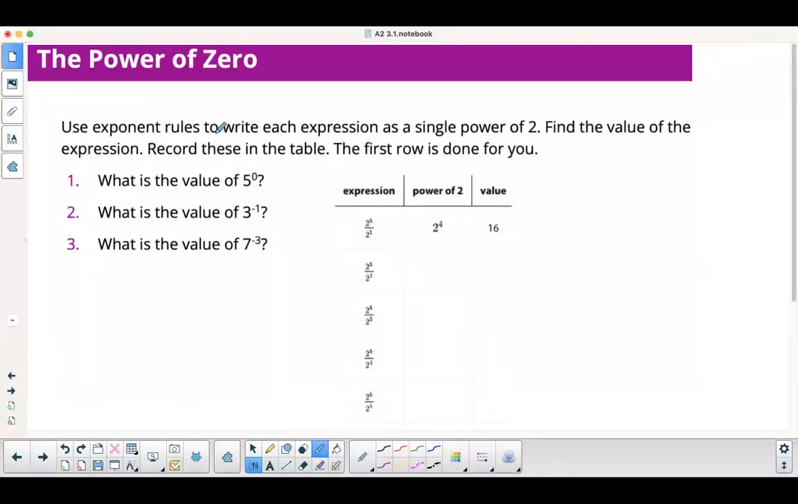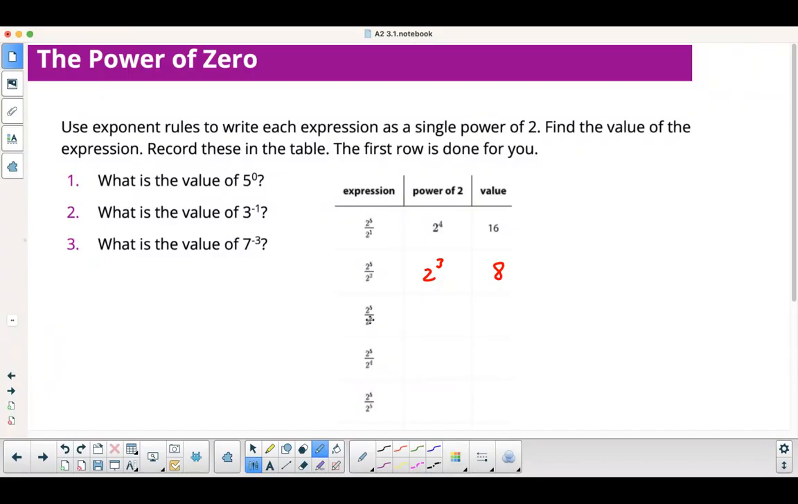All right. Use exponent rules to write each expression as a single power of 2. Find the value of the expression, record in the table. First row is done for you. Okay, so this is going to be 2 to the 5th over 2 squared. So that's going to be 2 cubed. A little hard to see that. It didn't come out very clear when I copied it, and I got 8 there.